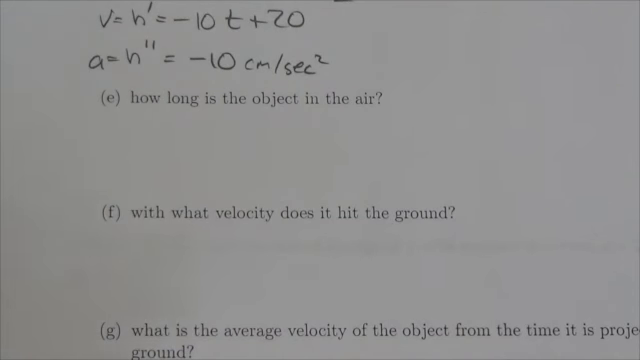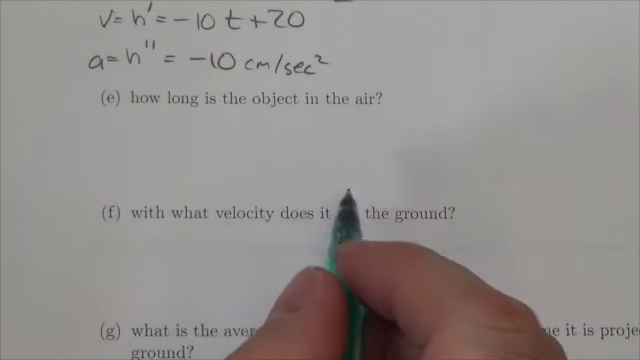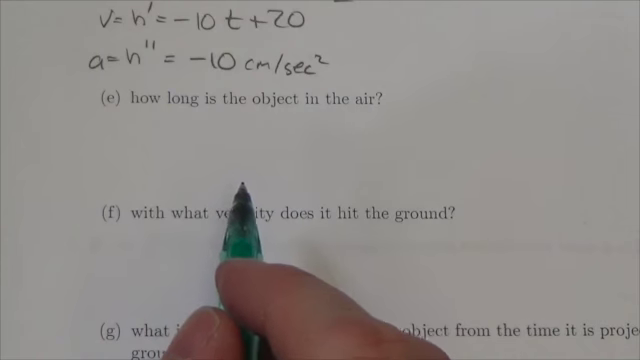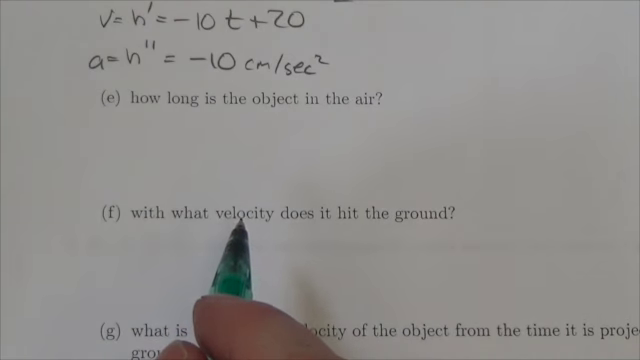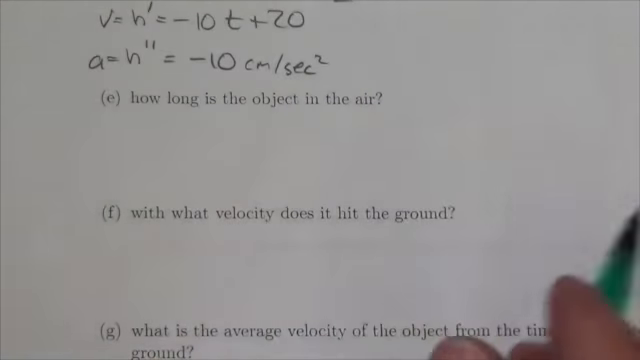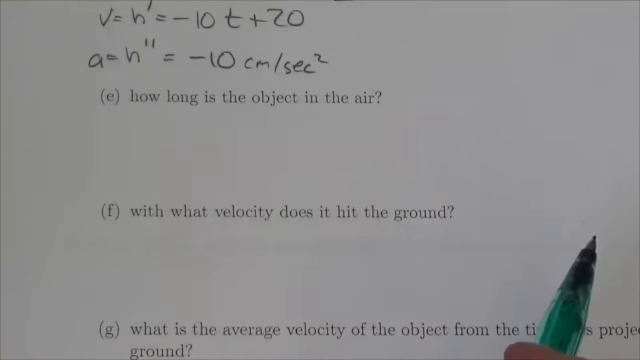Hi everybody, this is the Math 31 applications review. This is question 5e. We've been given the function for the height of a ball as a function of time. Now we're just answering some questions. This one says, how long is the object in the air?